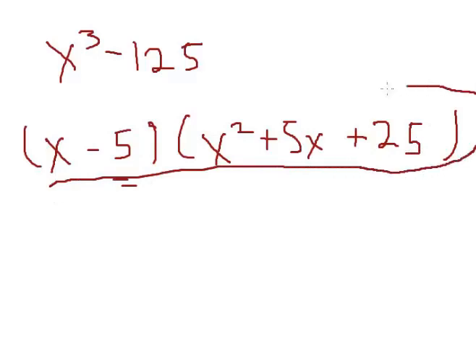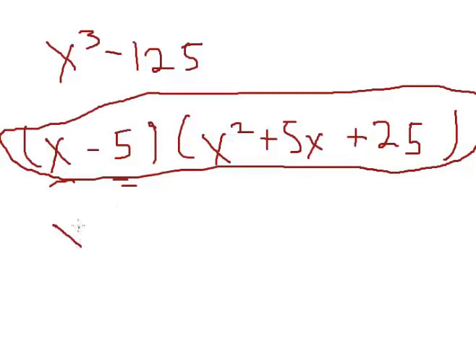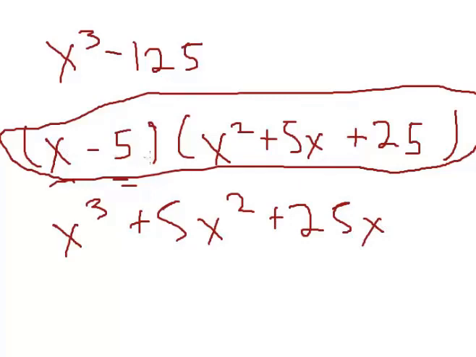And again, just to make sure, we will check it by multiplying it out. x times x squared is x cubed. x times 5x is 5x squared. x times 25 is again plus 25x. Now let's do the second term. Minus 5 times x squared is minus 5x squared. I think you see where this is going. Minus 5 times 5x is negative 25x. And then negative 5 times 25 is negative 125.